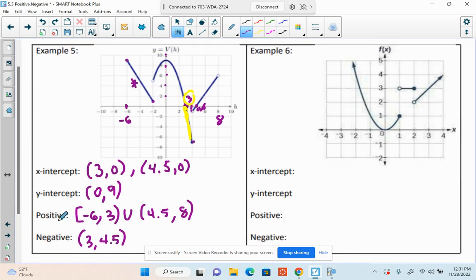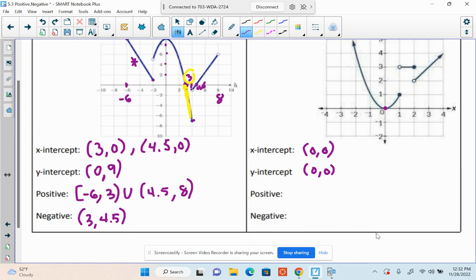Okay, example 6. This will be the last one. So x-intercepts. I'm going to make sure I don't miss any this time. Oh, I only have one. It's right there. (0, 0). The y-intercept is the same, (0, 0). That origin is the x-intercept and the y-intercept.